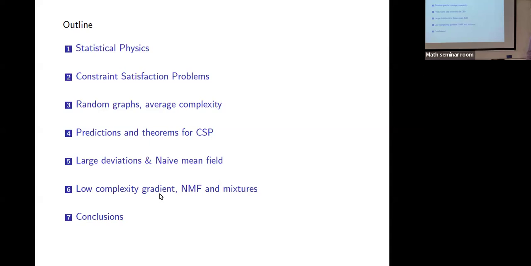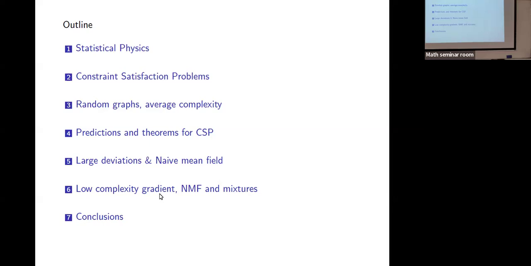The survey and review of references will be extremely biased. I will only review the minimum things needed, and my review will not be an introduction to statistical physics, no introduction to constraint satisfaction problems, but just the minimal amount we need in order to carry out the theme of this lecture. After that, I will talk a little bit about random graphs and average complexity, and that's already in mathematics. Then some results, predictions, and theorems for constraint satisfaction problems coming from statistical physics. And this is the first part of the talk, which will be more of a review part.